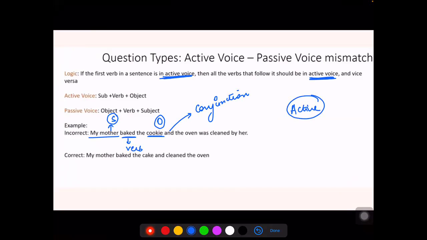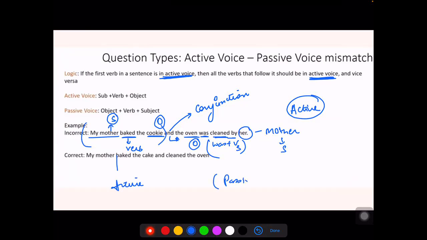But here, after and, it is written the oven, which is an object, was cleaned. Was with third form is a passive voice. By her. Her here is mother, which is a subject. Now you can see before and the voice was active. And after and the voice is passive. No structure maintained. This is a very wrong sentence.